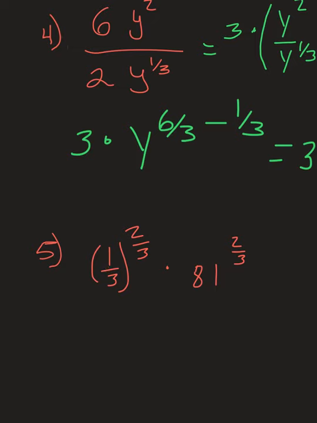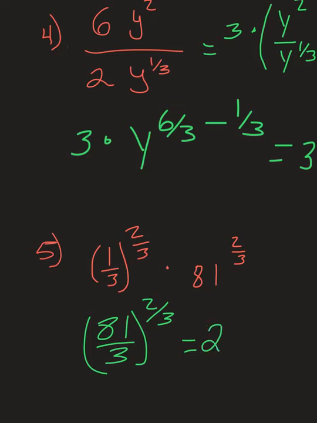So what we're going to get, this is going to simplify to 81/3 raised to the 2/3. Well, we know that 81/3 is actually 27. And then we're going to get 27 to the 2/3, okay? But we're not done here, right?